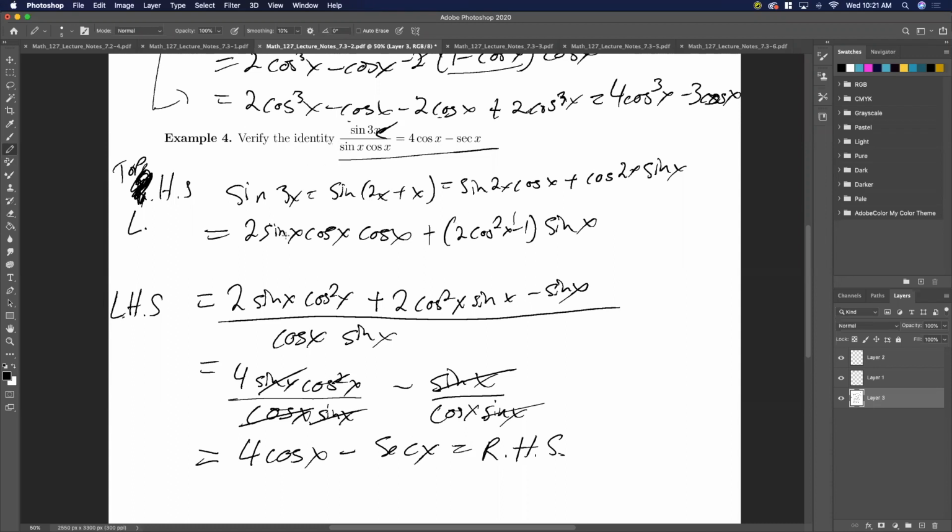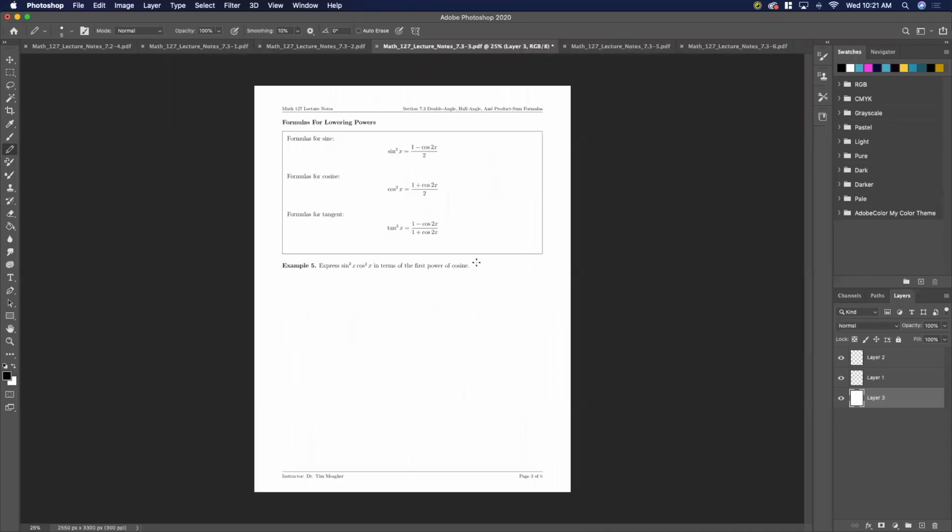So when it comes to the identities, which you have attempted and started, just work on one side and try your best to simplify it. In this case, I simplified directly to the other side. All right, let's talk about more fun things.